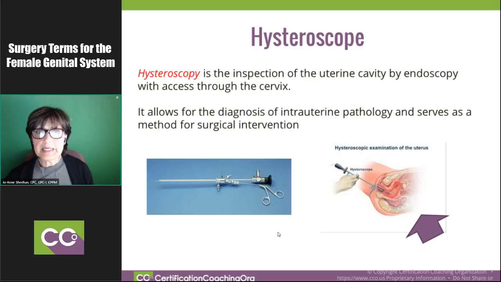Now, the hysteroscopy is the inspection of the uterine cavity by endoscopy with access through the cervix. It allows for the diagnosis of intrauterine pathology and serves as a method for surgical intervention.